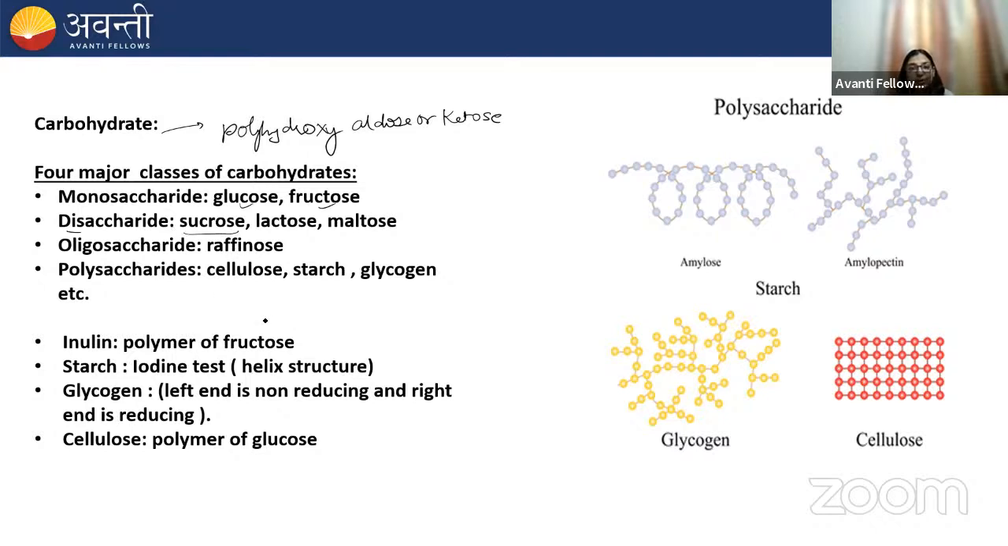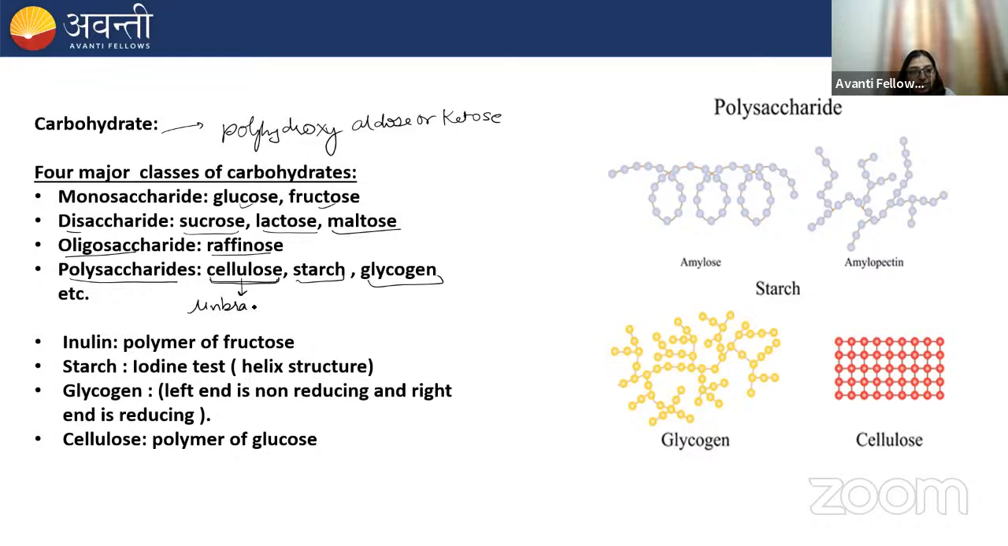Sucrose consists of two units, glucose and fructose. Lactose is also a disaccharide. It consists of two units, glucose and galactose. Maltose is also a disaccharide. It consists of two units of glucose. Oligosaccharide example is raffinose. Polysaccharide is when many monosaccharide units join and form a polysaccharide, which is a polymer. Examples of polysaccharides are cellulose, starch, and glycogen.